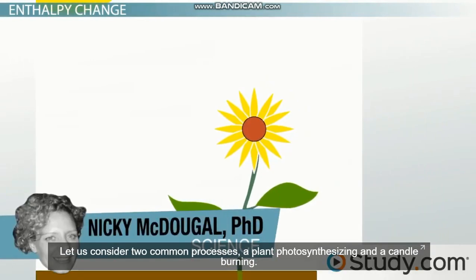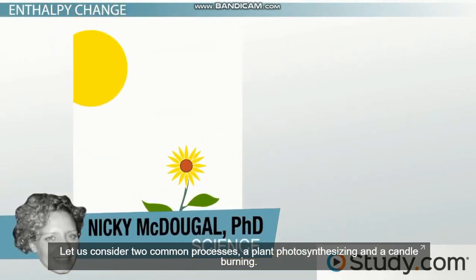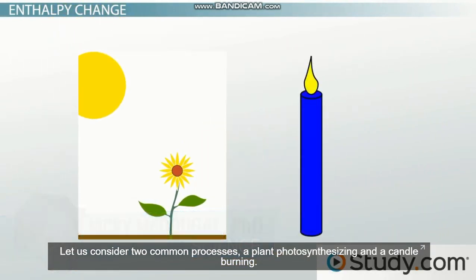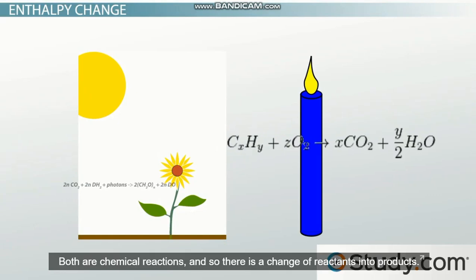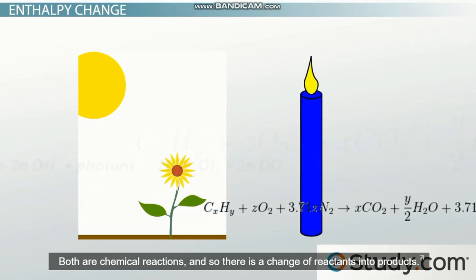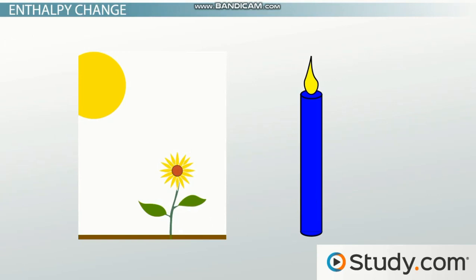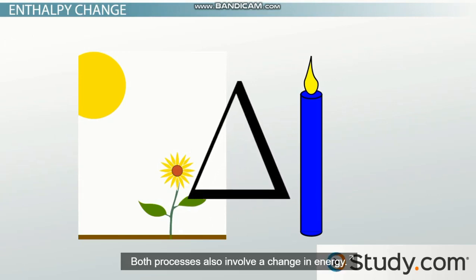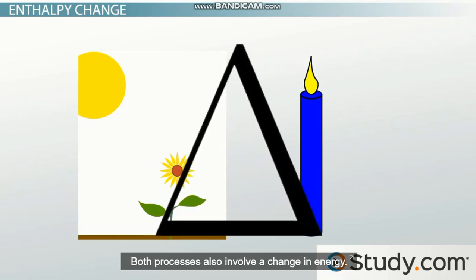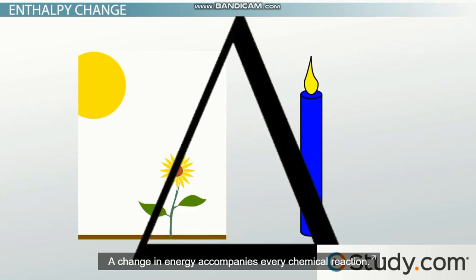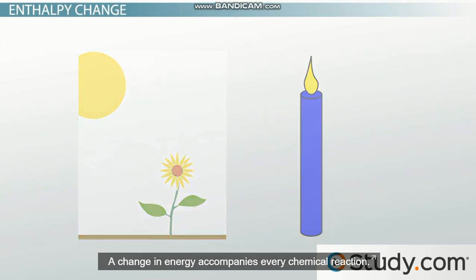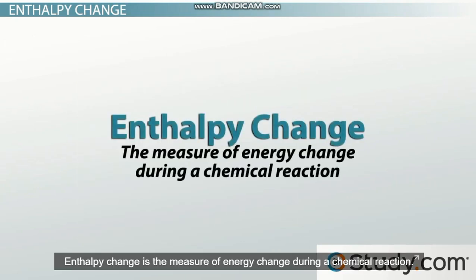Consider two common processes, a plant photosynthesizing and a candle burning. Both are chemical reactions, and so there is a change of reactants into products. Both processes also involve a change in energy. A change in energy accompanies every chemical reaction. Enthalpy change is the measure of energy change during a chemical reaction.